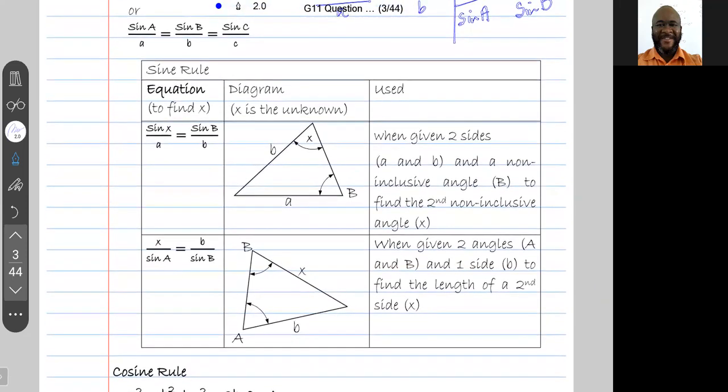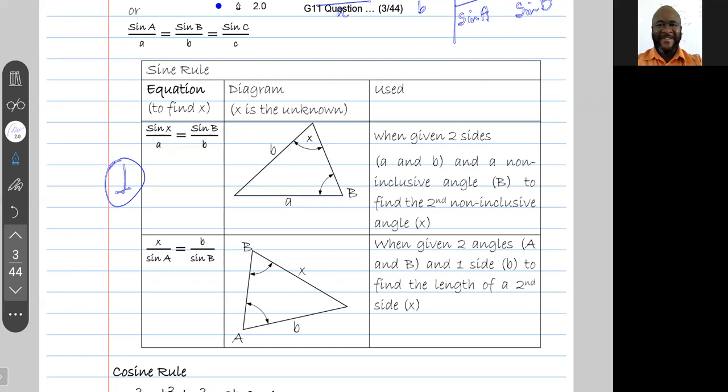So when do we use the sine rule? There are two conditions under which we use the sine rule. First of all, we must be dealing with a non-right angle triangle. That's the first thing. The sine rule and the cosine rule are used to solve a non-right angle triangle. Now in this table, what I want to find is x. The unknown is x. So in scenario one, I'm given the length of two sides.